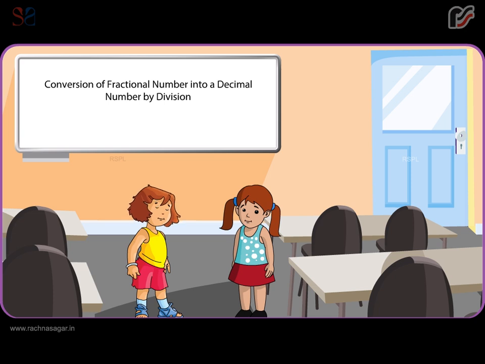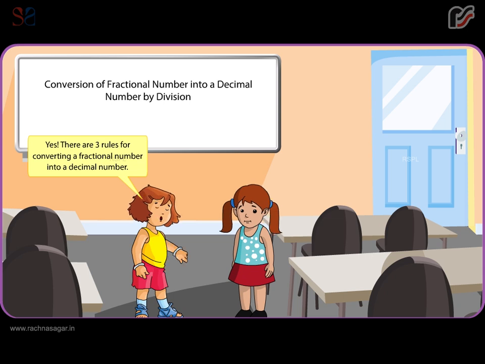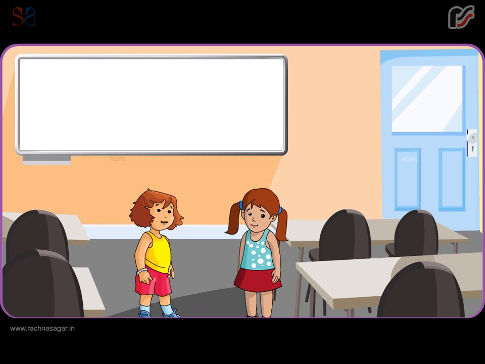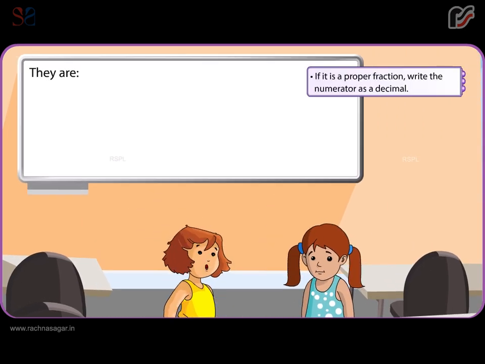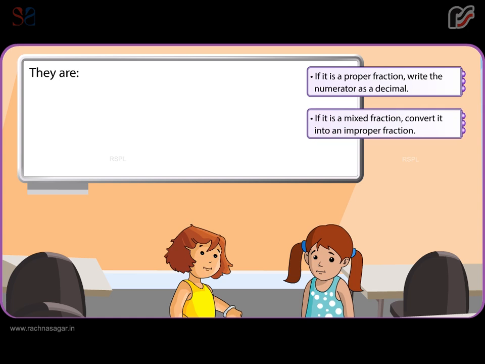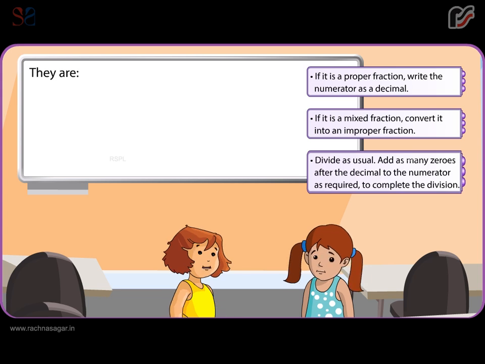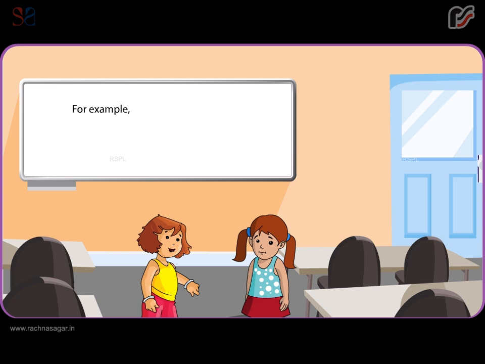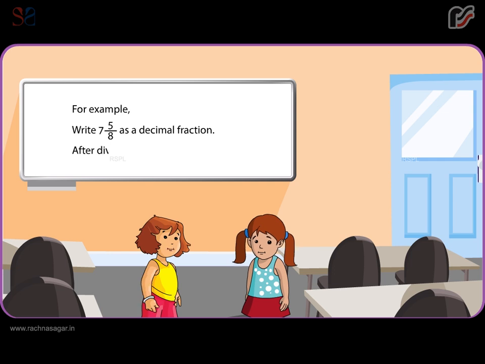Conversion of fractional number into a decimal number by division. Do you know how to convert fractional number into decimal numbers? Yes, there are 3 rules for converting a fractional number into a decimal number. They are: if it is a proper fraction, write the numerator as a decimal. If it is a mixed fraction, convert it into an improper fraction. Divide as usual. Add as many zeros after the decimal to the numerator as required to complete the division. For example, write 7 5 by 8 as a decimal fraction. After division, it will be equal to 7.625.